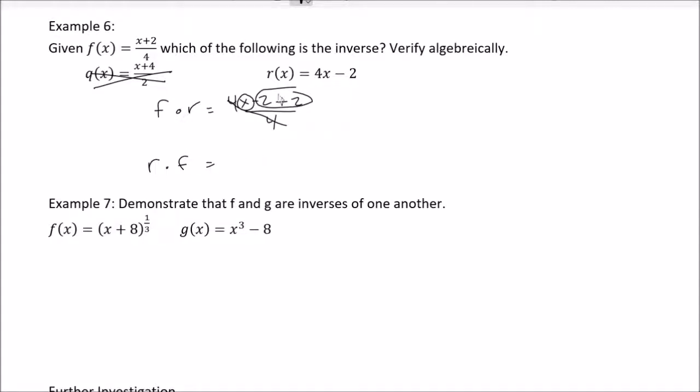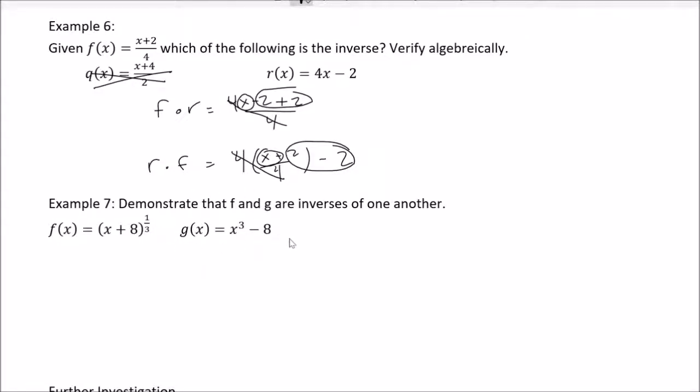Then we can do r of f. And for that, now we're going to take our r function, 4 multiplied by something minus 2. What's the something? It's the f function. So now our 4's cancel, we have a 2 minus 2, and x is what's left over. So that worked. What about example number 7? We get to demonstrate that f and g are inverses of one another.